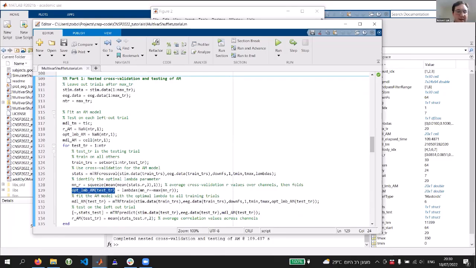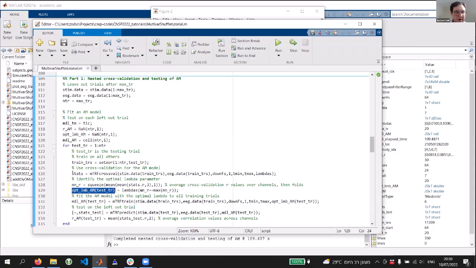So what MTRF cross-val does is it splits the data into folds. That's sort of a general term, but by default, it uses the original trials. And then within the training data that you've applied, it leaves each trial out and fits a model for every possible lambda value, and tests that left out trial on each possible lambda value.